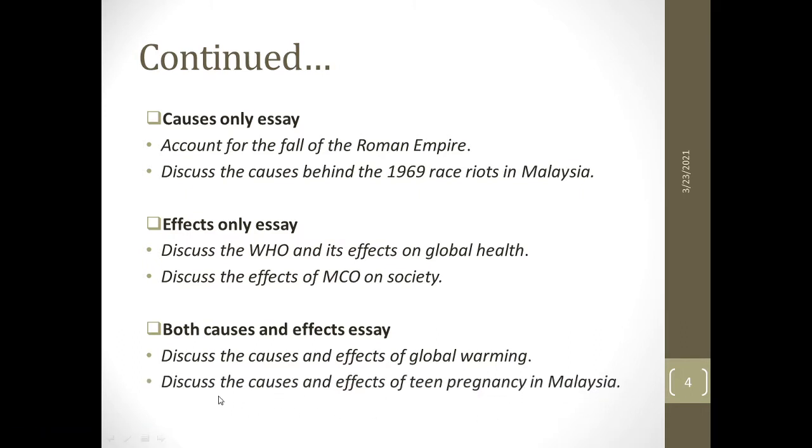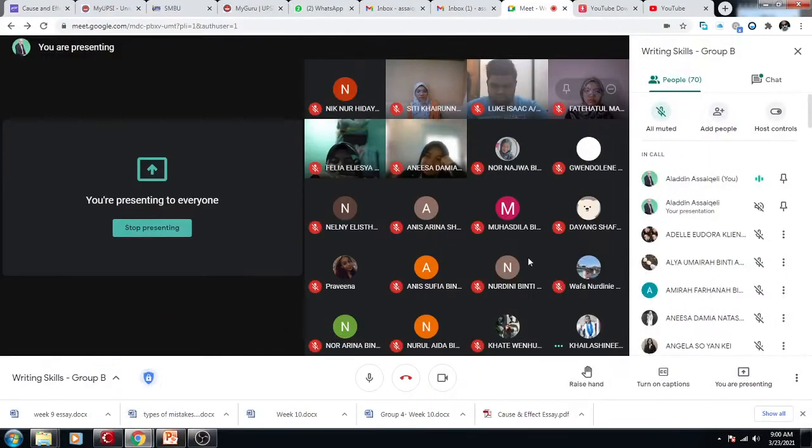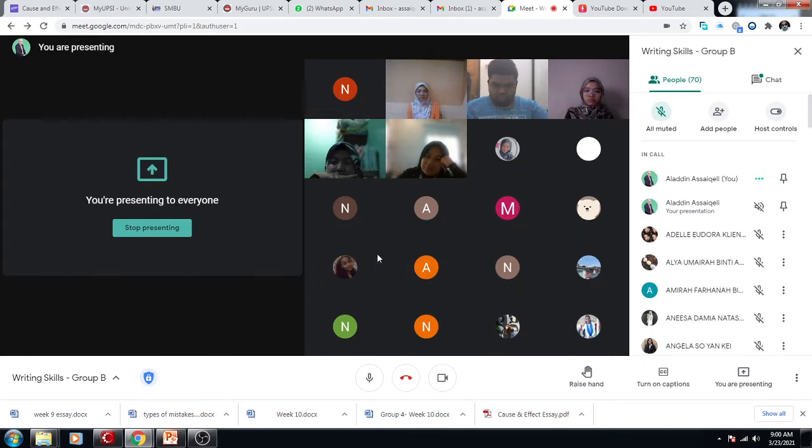Another example: discuss the causes and effects of teen pregnancy in Malaysia. Teen pregnancy. So the issue is teen pregnancy. You need to discuss what causes teen pregnancy. How can we avoid it? So what causes it? If we know the causes, then we may avoid the problem. So what are the causes that lead to the rise in teen pregnancy in Malaysia?